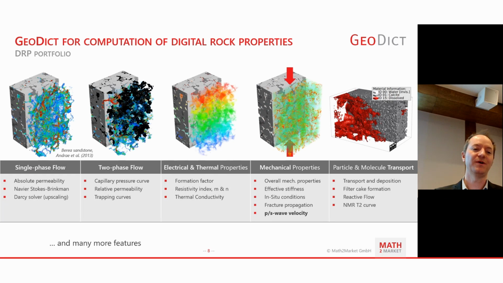So, going from image analysis towards property prediction. With Geodict, you can compute single phase flow to get the absolute permeability of your rocks with a Stokes or Navier-Stokes, and with a Brinkman term solver applied. You can also do a Darcy solver. For two-phase flow, there's capillary pressure curve determination and prediction of the relative permeability related to this.